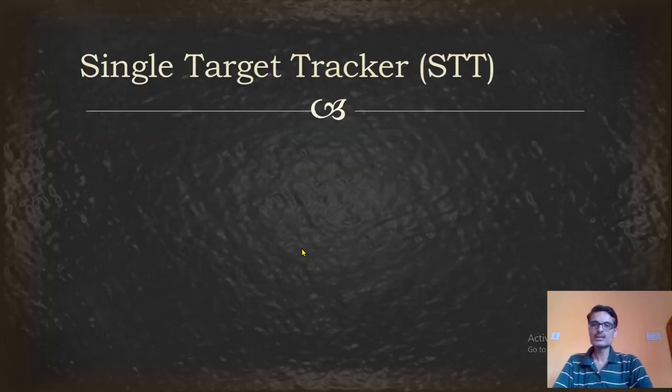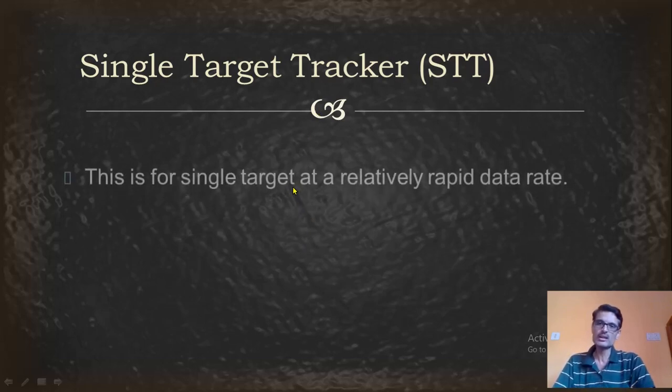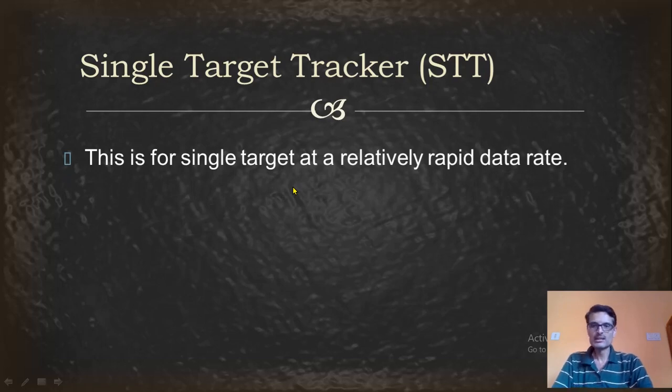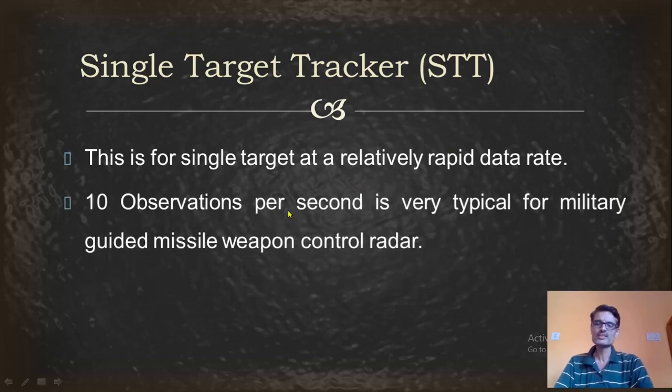Now the first one is single target tracking radars. What is a single target tracking radar? As I told earlier, it is used to track only a single target, and it tracks at a relatively very high data rate, basically using 10 observations per second. 10 observations per second is required for military guided missile weapon control radars.